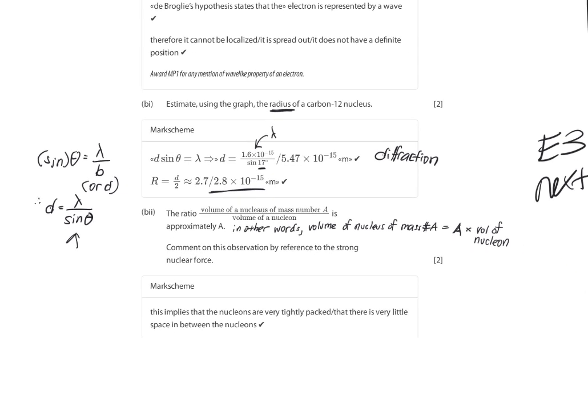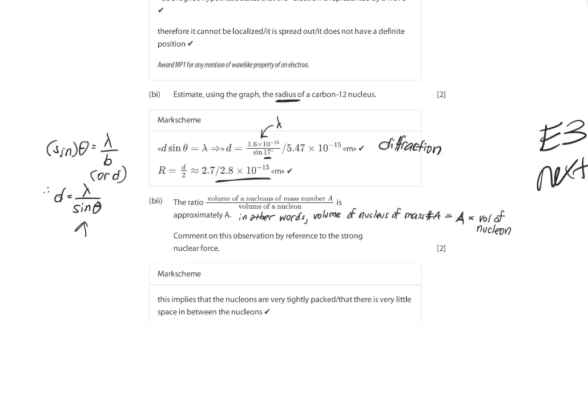Then BII says the ratio of the volume of a nucleus of mass number A divided by the volume of a single nucleon is approximately A. So in other words, the volume of a nucleus of mass number A is A times the volume of a nucleon. So basically, what that means is the volume of the nucleus is just the number of nucleons times the volume of a nucleon. That means that there's very little space in between the nucleons. So, okay.